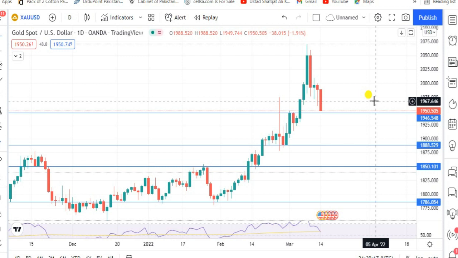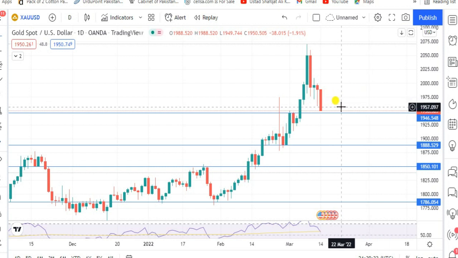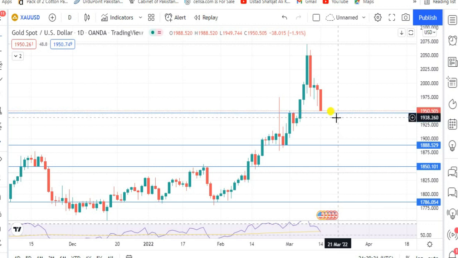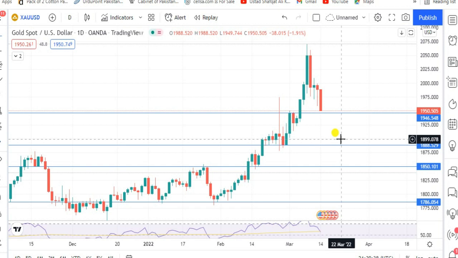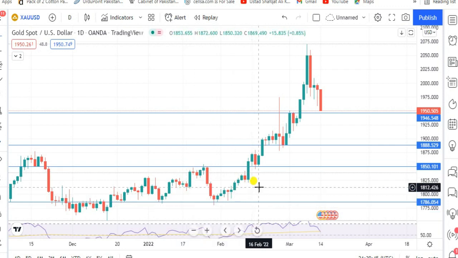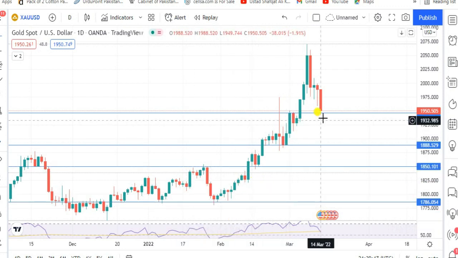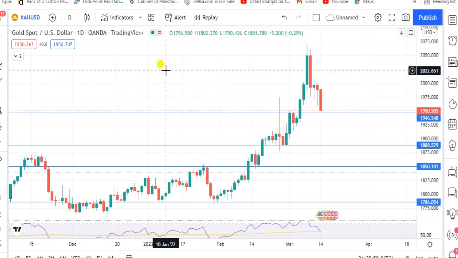This is how it looks technically. Right now these are some important levels we have, that is the 1945 area, so you have to memorize it. If gold is unable to sustain here, then we can see a fall till at least the 1890 or 1900 area. This would be the range till where we can see gold falling, and this is what I am looking at. Why I am saying that gold is at a very important level right now, I will tell you after that.